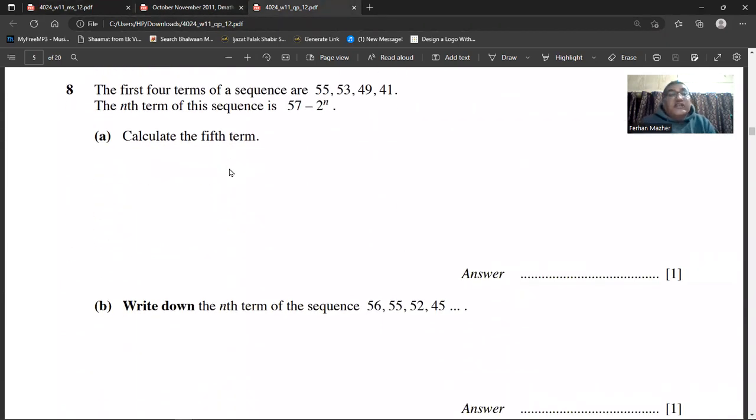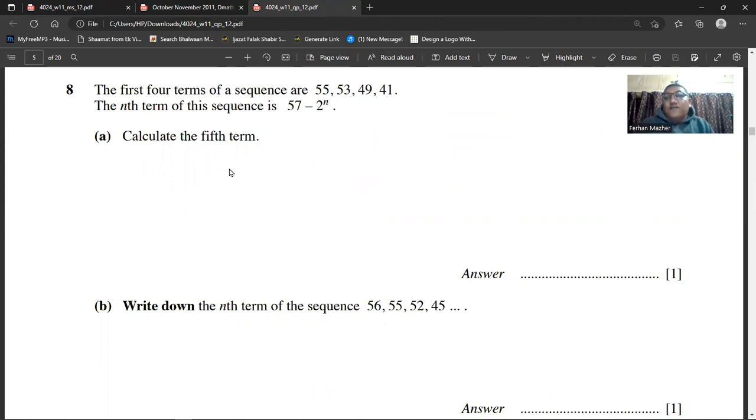Question number 8. The first 4 terms of a sequence are 55, 53, 49, 41. The nth term of this sequence is 57 minus 2 raised to power n. The nth term of this sequence is already given. It says calculate the 5th term. That's the A part. Calculate the 5th term of this sequence. Its nth term is given, that's 57 minus 2 raised to power n.